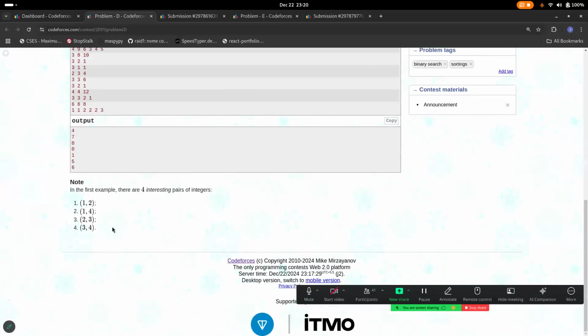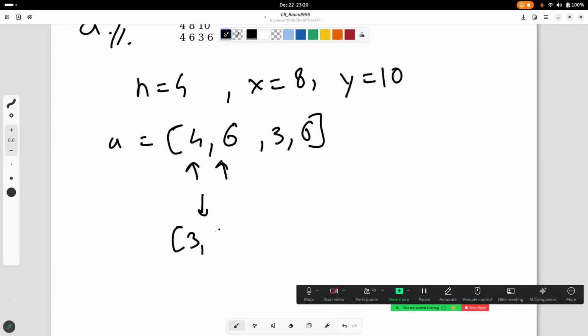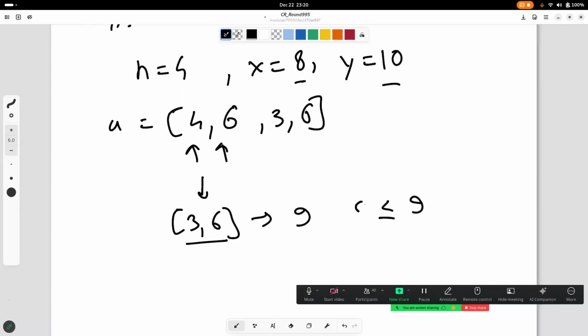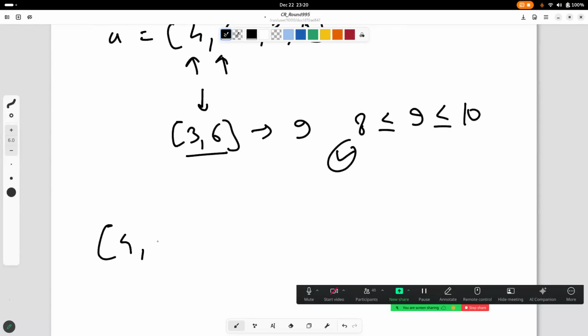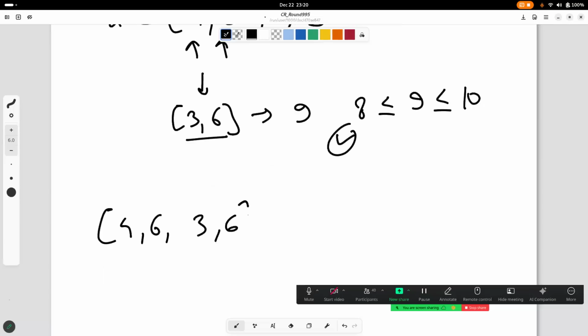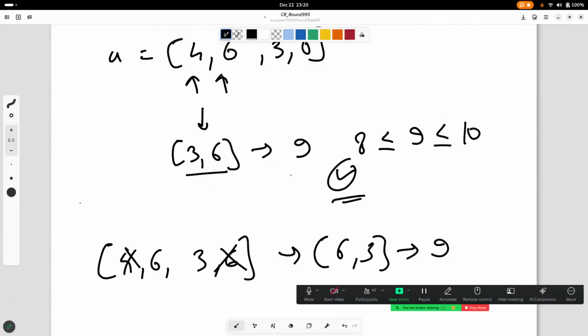And what we had said was that these are the 4 pairs. So if you consider removing 1 and 2, like 4 and 6, you are left with 3 and 6. The sum of 3 plus 6 is 9. Does 9 lie between x and y, between 8 and 10? Yes, 9 is greater than or equal to 8, less than or equal to 10. So this is a valid pair. Then you could remove 1 and 4, which would correspond to removing these two elements. You would be left with 6 and 3. That again has a sum of 9. 6 plus 3 is 9.